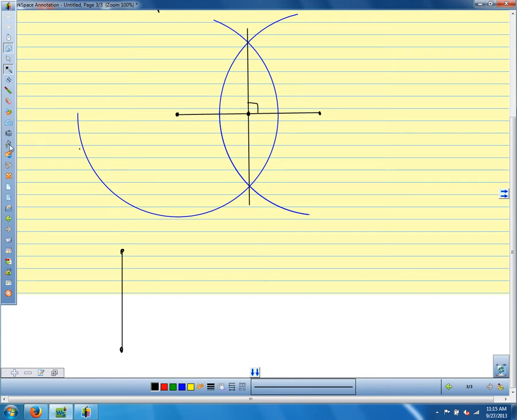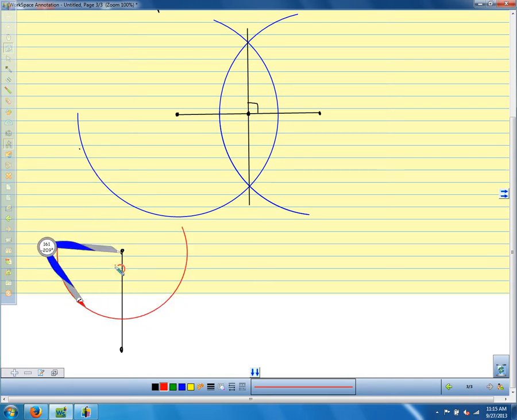Grab my compass. Do it in red this time. Set it on one end of the segment. It's got to be open more than halfway across. This is not far enough. That's not far enough. More than halfway across. Draw an arc, almost a half circle.